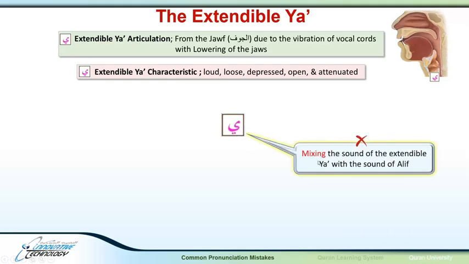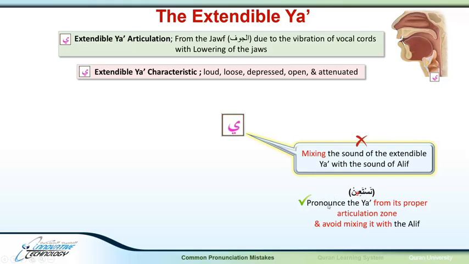The first common mistake is mixing the sound of the extendable ya with the sound of alif due to not depressing the jaw enough. Example, nasta'in. So nasta'in is created because we didn't depress the jaw enough, and it sounds like something in between the e and the a. Nasta'in, something similar to the English a. Nasta'in instead of nasta'in. So let's listen to the proper pronunciation by Al-Husari.